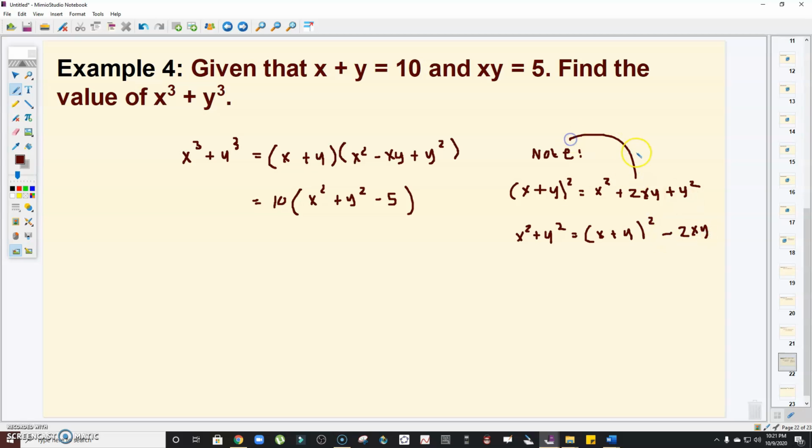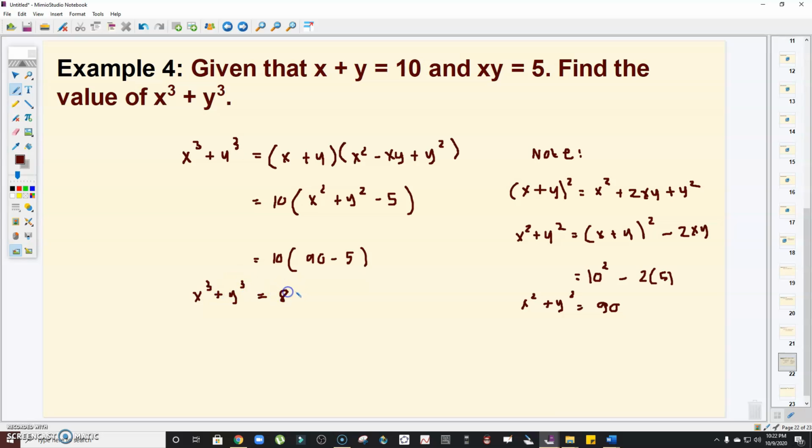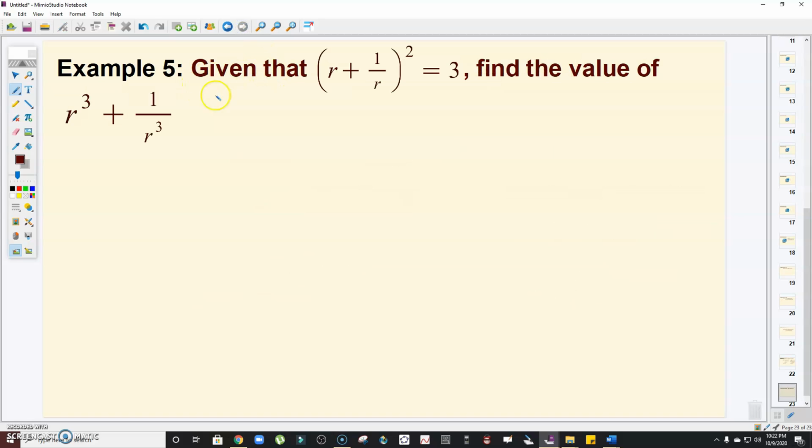See that? Transpose ko yan. Okay. So, that is, ang x plus y given, that's 10 squared. Okay? Minus 2 times 5. So, clearly, yung x squared plus y squared natin is just equal to 100 minus 10, or 90. See that? So, therefore, mag-plug in natin ngayon to. Okay, so that is 10 times (90 minus 5). And clearly, yung x cubed plus y cubed, which is the unknown, is just equal to 850. Okay, there you go.